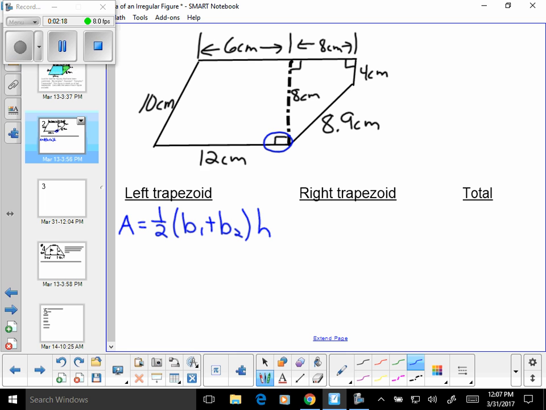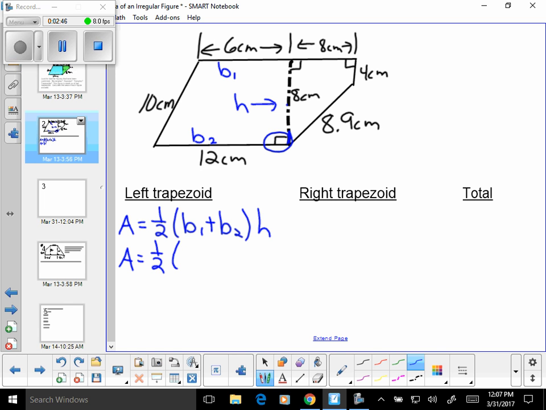Here is that right angle symbol that I always talk to you about looking for. That means that this is going to be a base, and if I follow this dash line up, this is going to be another base. So there's my b sub 1 and my b sub 2. This dash line is actually the height for the left-hand trapezoid. Now I can substitute into the formula.